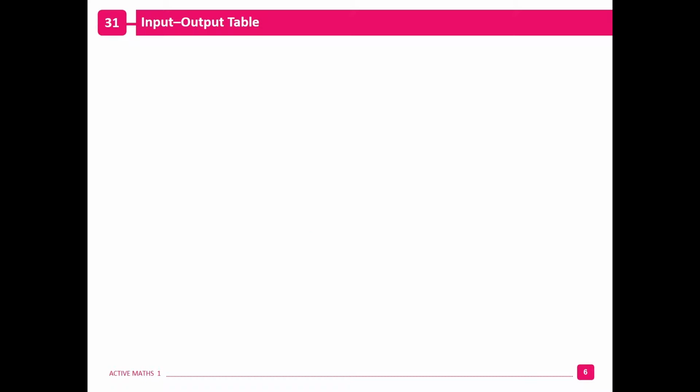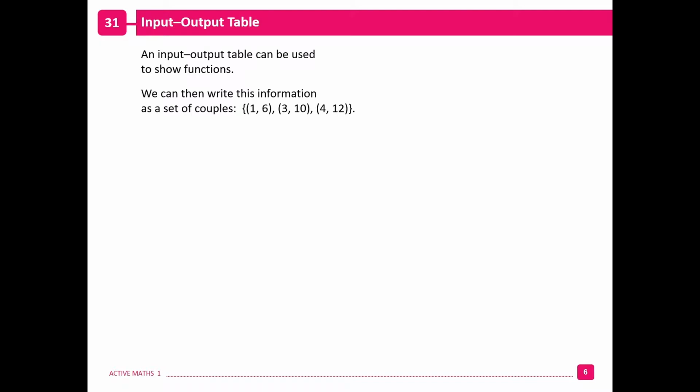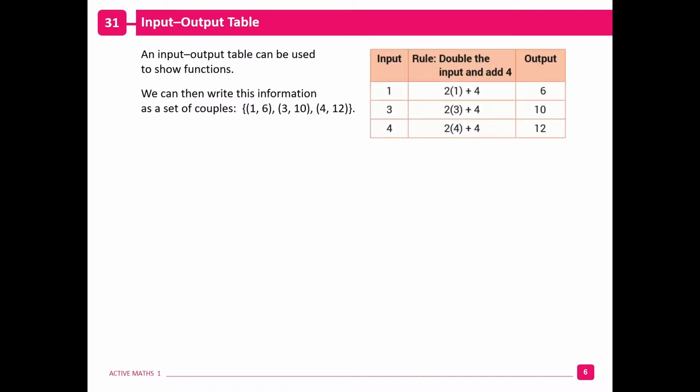Another way to represent our functions is the use of a table. This special table is called an input-output table. We might even be asked to create one in an exam question. An input-output table can be used to show functions, just like a mapping diagram. We can use our couples to help us create our input-output table. Our input-output tables look like this.